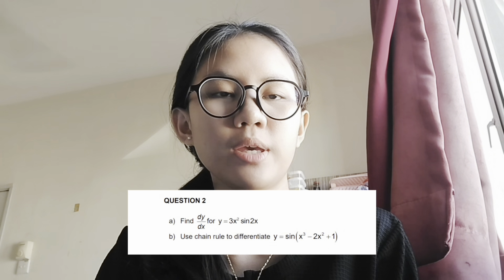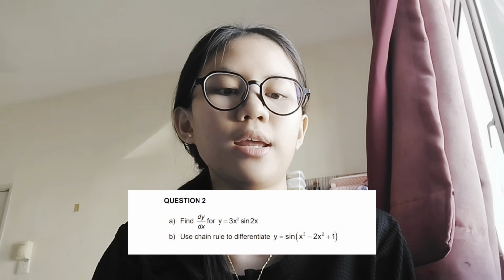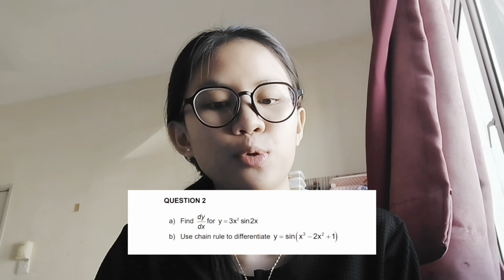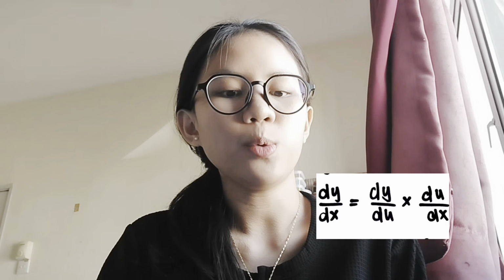For question b, we need to solve y equals sine in the bracket x cubed minus 2x squared plus 1 using chain rule. So the chain rule states that dy over dx is equal to dy over du times du over dx. So we first need to find u, du dx, y, and dy du.